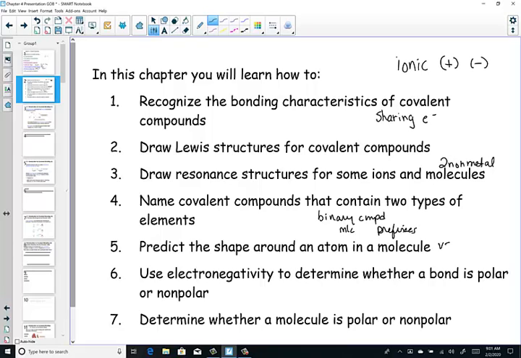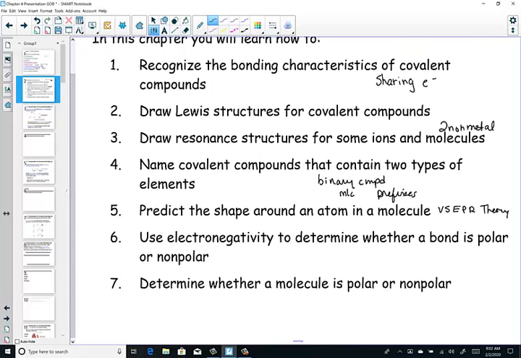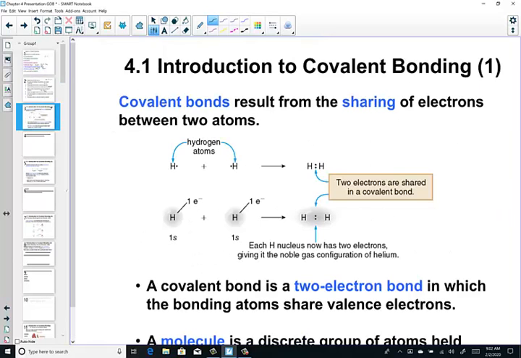The VSEPR theory, valence shell electron pair repulsion theory, will allow us to predict the molecular geometry around a central atom. And we'll be able to determine if a bond is polar or nonpolar using the strength of electronegativity, that atom's ability to pull electrons towards itself. And then finally determine if the molecule is polar or nonpolar as well. All of our learning goals shared with us on one slide. So let's begin our first section.